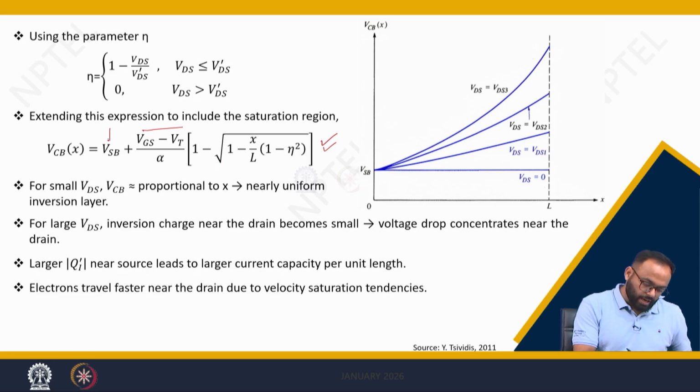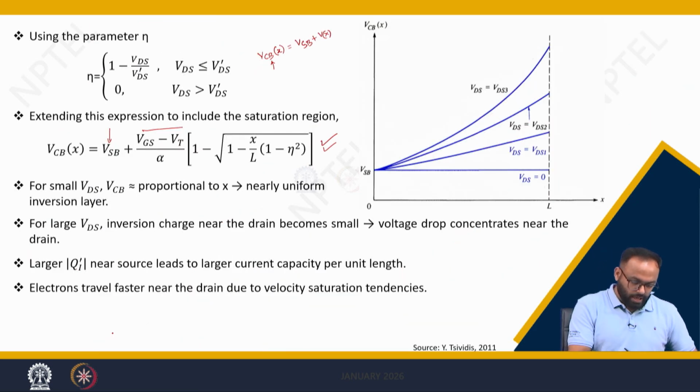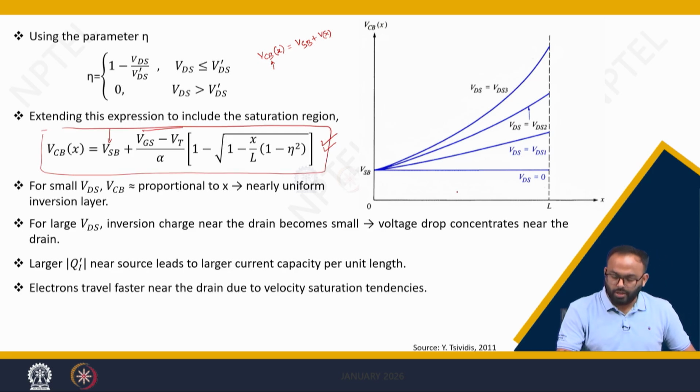Yes, here we need to add VSB. Why? Because I have already explained that if you are representing VCB with body as a reference, then you have to add VSB plus Vx, because this equation was for Vx, where Vx was measured with respect to source as a reference. So you need to add this, and this will give you how the potential varies in the channel along x, right. So at any point of x, if you want to calculate the VCB, you can simply calculate by this equation.